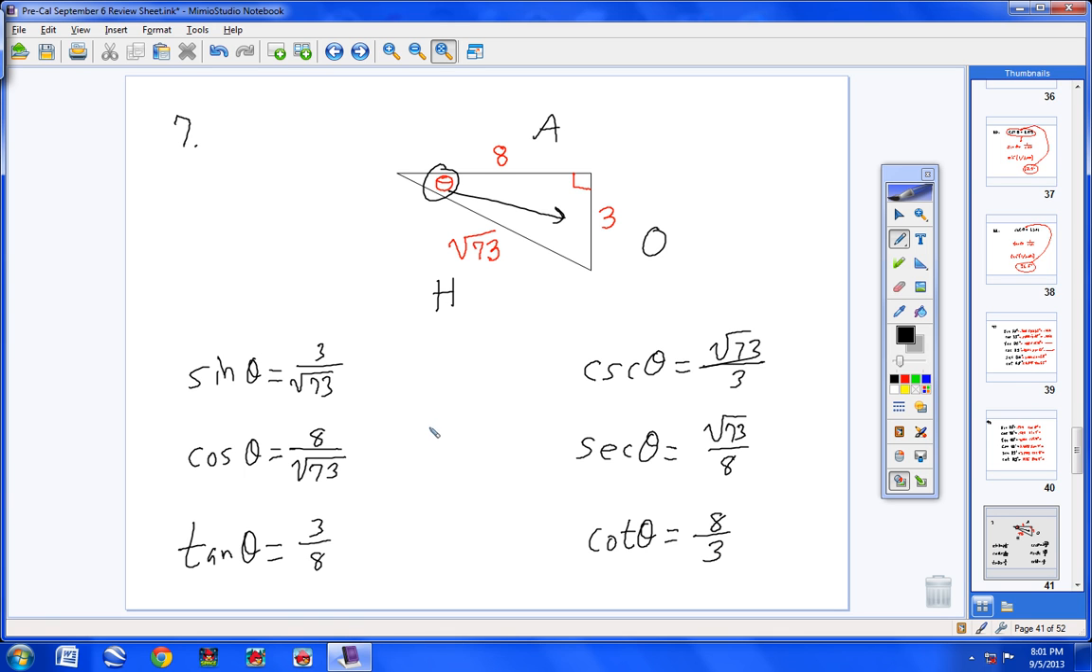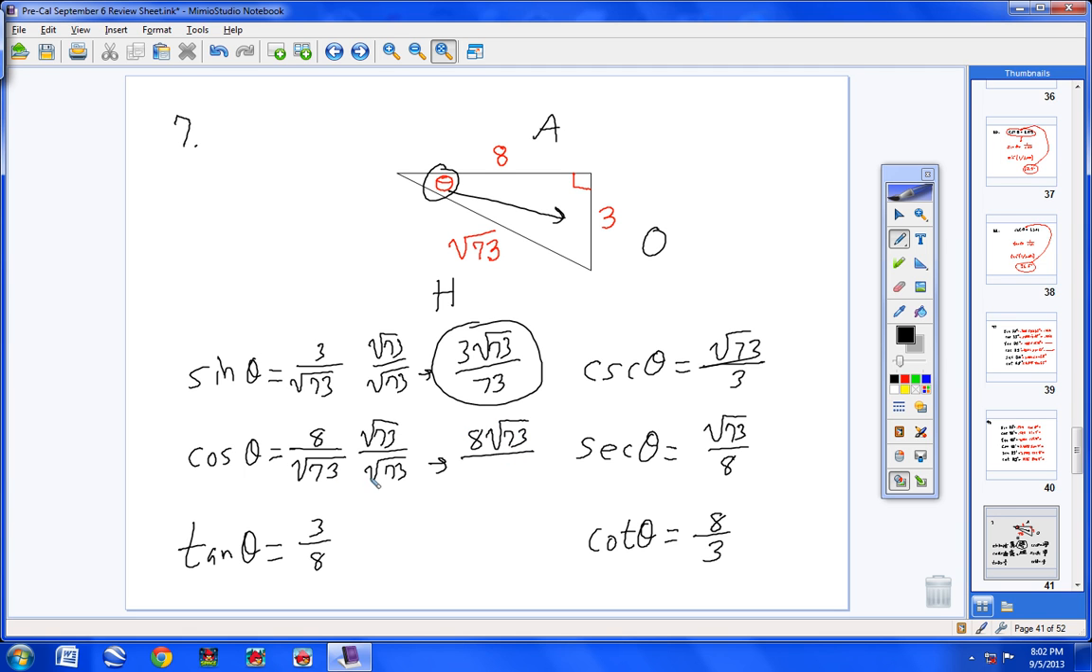Now, we got to rationalize here and here, so we're going to multiply the top and the bottom by the square root of 73 over the square root of 73. That would give you 3 square root of 73 over 73. 3 and 73 cannot be reduced, so we're not going to reduce this. And then here we're going to multiply the top and the bottom by the square root of 73. 8 times square root of 73 would be 8 square root of 73. And square root of 73 times square root of 73 is 73. So there we go. Pretty simple. And we're moving on. That's the 6 trig values of theta based on that right triangle.